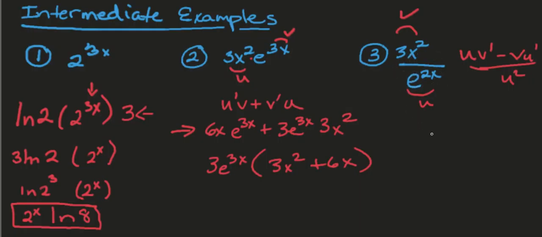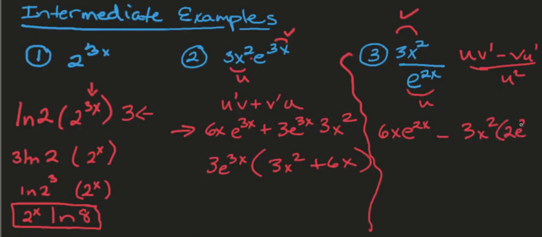We've got the bottom times the derivative of the top minus the top times the derivative of the bottom over the bottom squared.